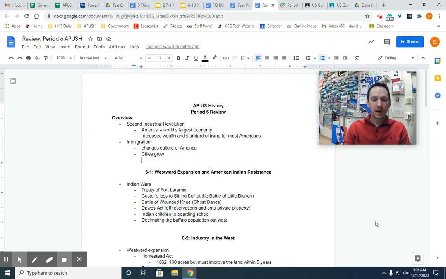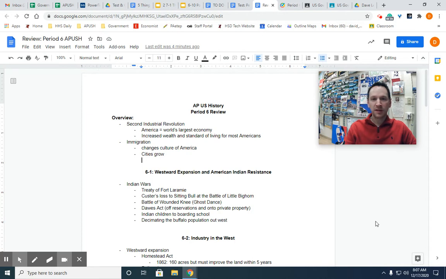So an overview, a couple of big, huge, sweeping changes in America. You have the Second Industrial Revolution. During this time period, America becomes the world's largest economy by 1900, again, greater than Great Britain, France, and Germany combined. The average American's standard of living and wealth increases during this time period. Don't get me wrong, not everybody's life improves. However, a majority of Americans' lives greatly improve through technological innovations, more job opportunities, increased urbanization, better transportation.